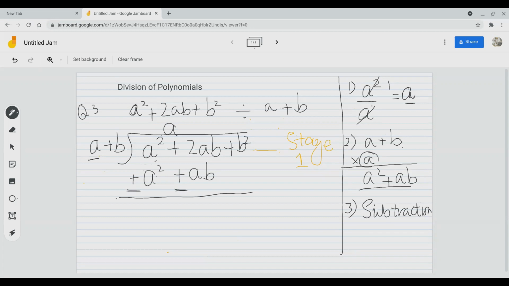I can see this has a plus sign, this has a plus sign, and this has a minus sign. Both are like terms but have different signs, so I will cancel them. Then I will come to this one: plus 2AB minus AB. The subtraction is done, but the first term, the bigger number, has a plus sign, so I will take the plus sign with it: AB and B square. This is the first stage, and now the second stage is starting.